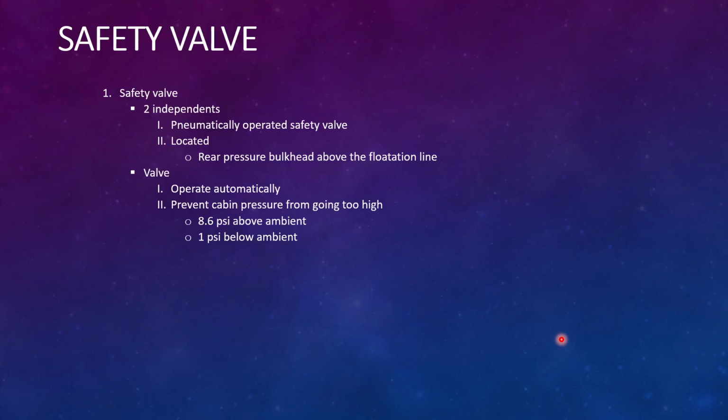The safety valves are two independent pneumatically operated safety valves located at the rear pressure bulkhead above the flotation line. So again, if the ditching push button is pressed, the safety valve will not be closed because it's not below the flotation line. This valve operates automatically and prevents the cabin pressure from going too high, which is 8.6 psi above ambient, and 1 psi below ambient.